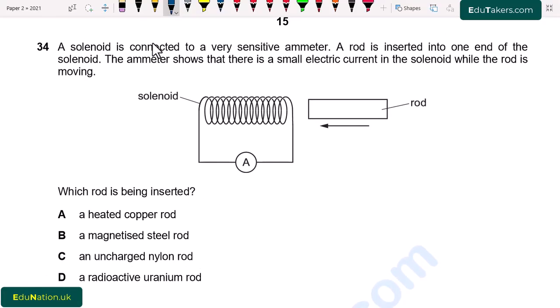Going towards the next part, question number 34. A solenoid is connected to a very sensitive ammeter. Ammeter is a device that is used for the measurement of the current. A rod is inserted into one end of the solenoid. The ammeter shows that there is a small electric current in the solenoid while the rod is moving. So there is a small amount of current.